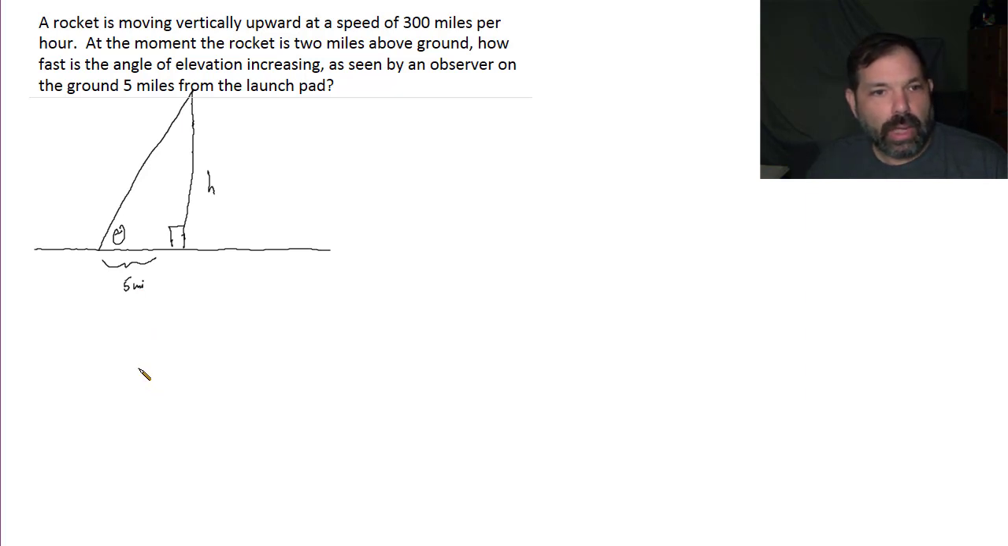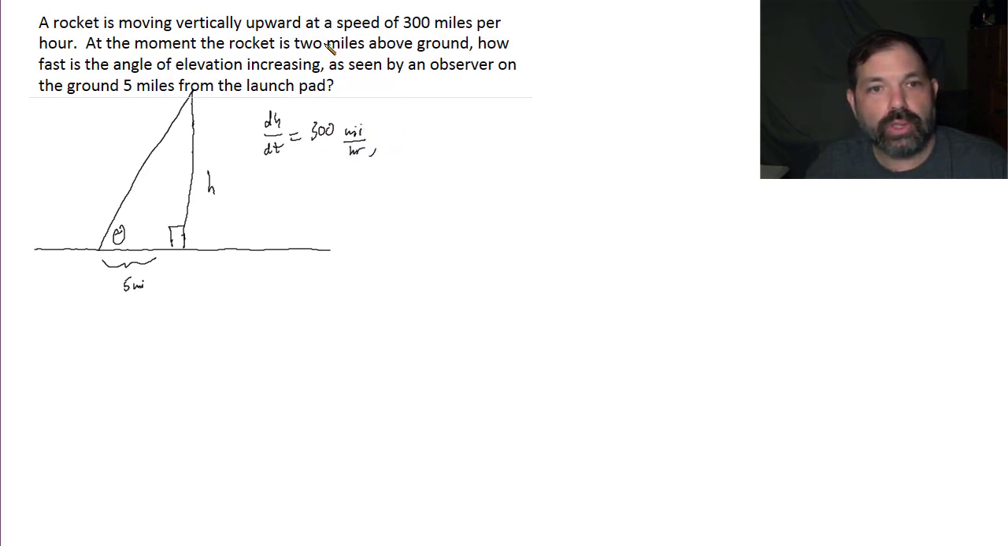So then how can we relate the variables theta and h? That's what we're trying to figure out. All right, and what else do we know? The rocket is moving vertically upward. dh/dt is 300 miles per hour.